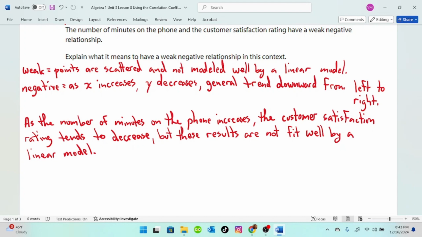This description takes the generic individual descriptions of weak and negative, and it applies the specific things we're talking about in this context, specifically the number of minutes on the phone, specifically the customer satisfaction rating, and then combining what it means to have a weak relationship and what it means to have a negative relationship.